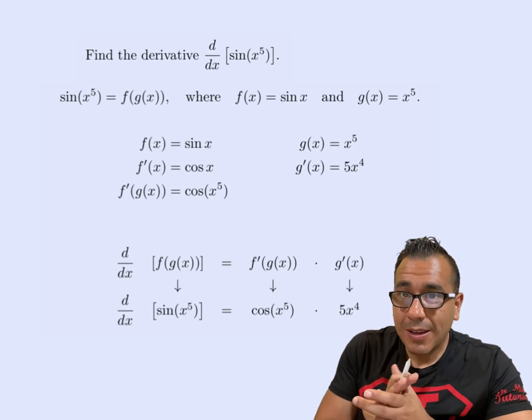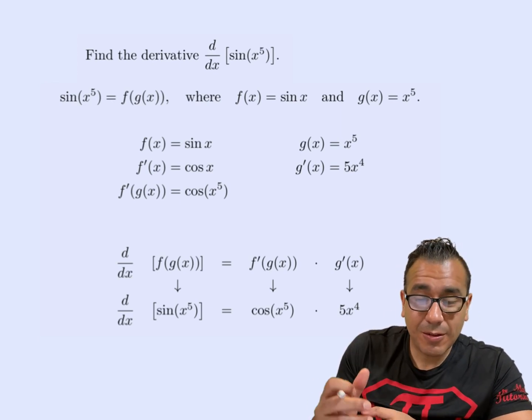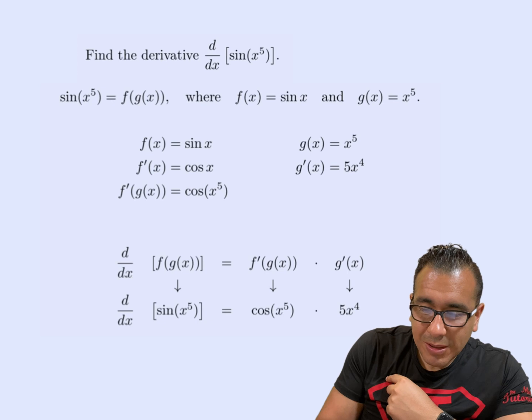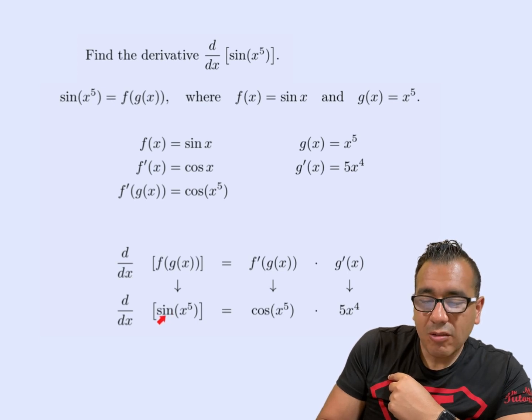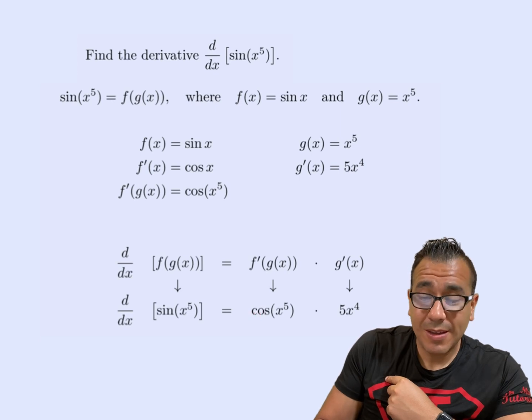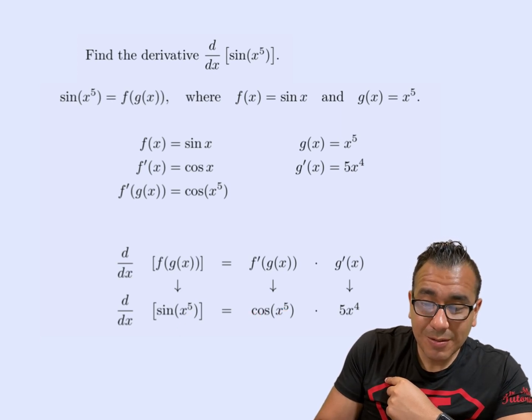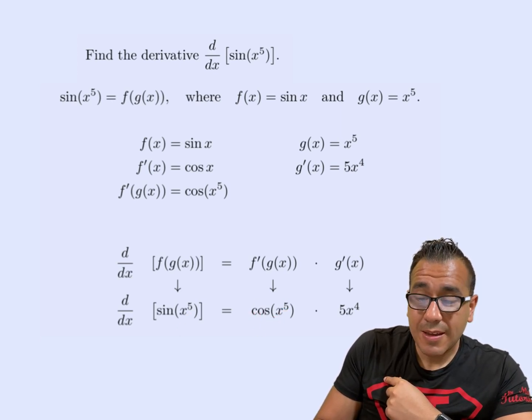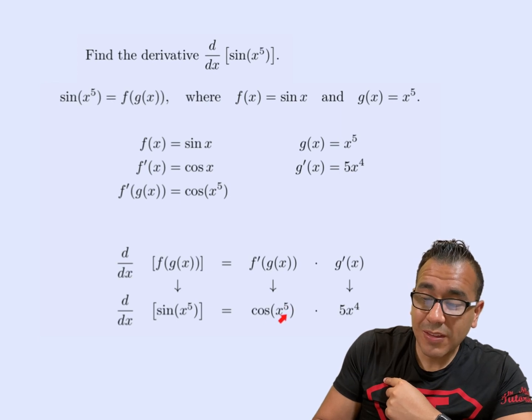And hopefully you'll find this to be much faster, all right? So again, when I'm doing these, what's the derivative of the outside? Well, the derivative of the sine is cosine. Boom. Leave the inside the way it is, right? That's pretty easy. Times the derivative of the inner function. What's the derivative of the inside? Oh, it's just 5x to the fourth.